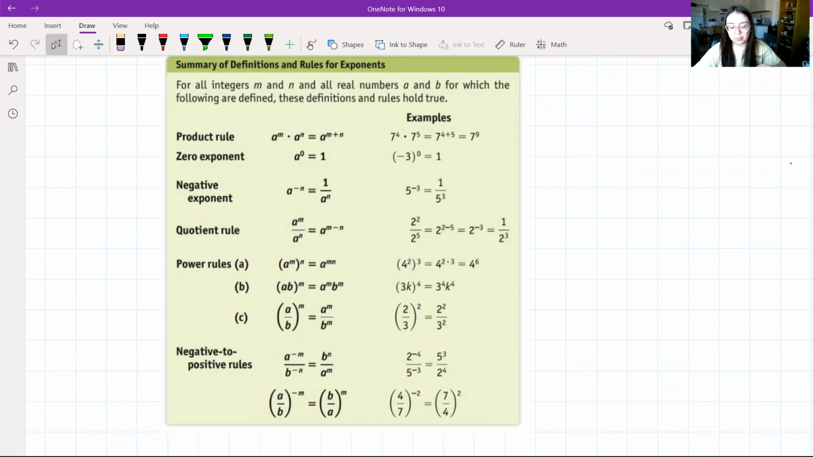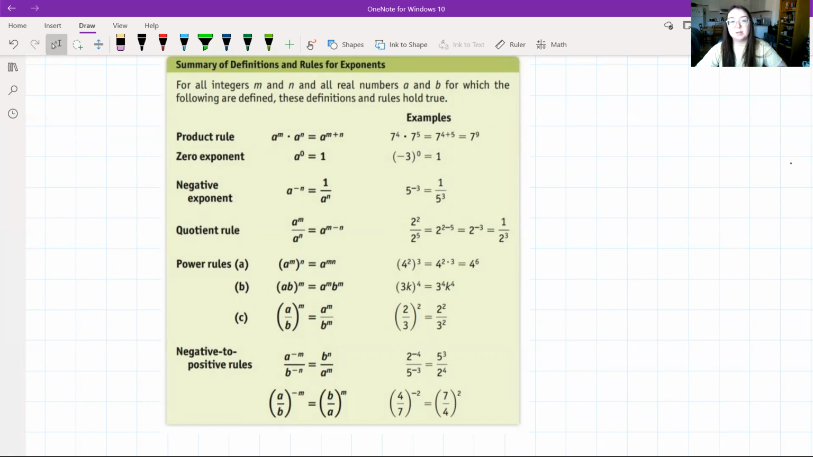will be 1. Our negative exponent states that a to the power of negative n is equal to 1 over a to the power of n. Our quotient rule states that if we have a to the power of m divided by a to the power of n, that's the same thing as saying a to the power of m minus n. We already went over our power rules in our last section.